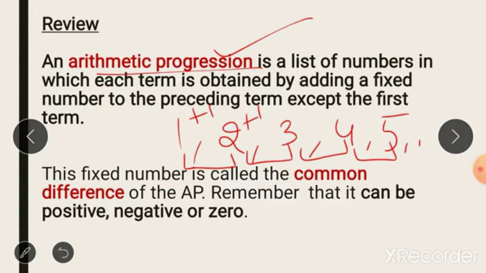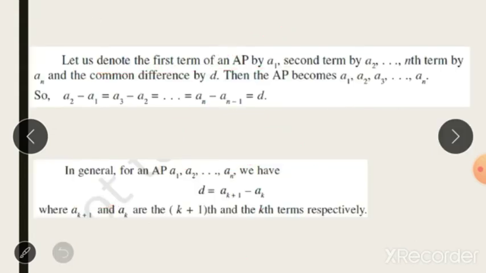The fixed number is called the common difference, and we denote it as D. It might be negative, 0 or positive. Hope everybody has remembered it. Let's go further. We also discussed the general terms. The first term is called A1, or we could denote it as A, and so on up to the nth term. The common difference we call D.